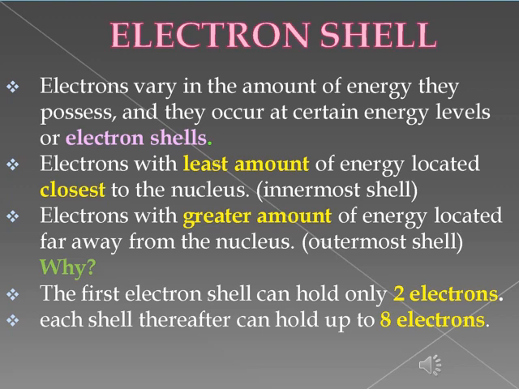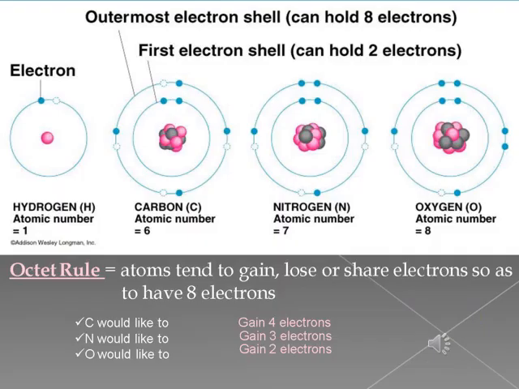The electron, which is located outside of the nucleus, has its own shells, which we call electron shells. You have learned about these electron shells. Of course, the first electron shell can hold only 2 electrons, and each shell thereafter can hold up to 8 electrons. The example I will show you in the next slide. I take carbon as the example. Carbon has atomic number 6.